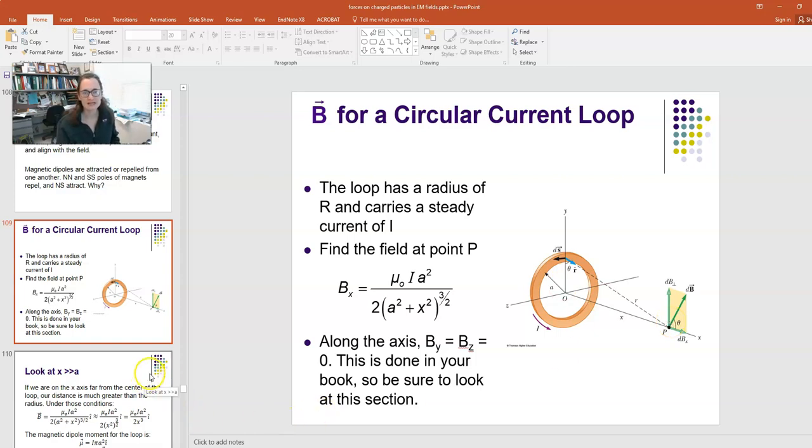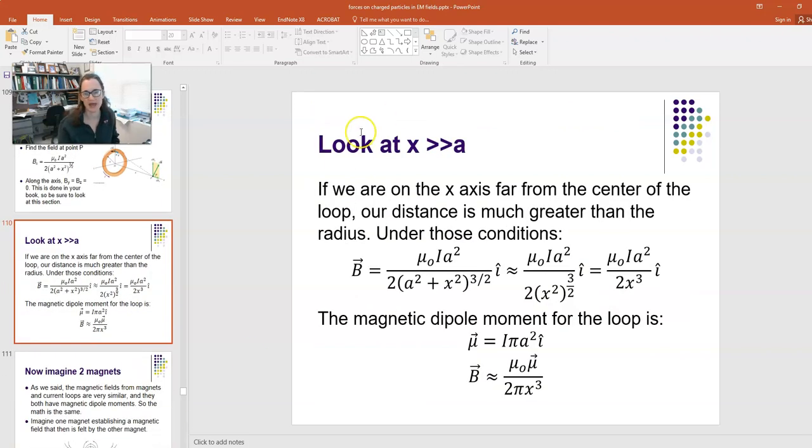So let's now think about what this magnetic field would be like if we're far from the center of the loop, where x is a lot larger than the radius of the loop, a. So if we're on the x-axis, far from the center of the loop, under those conditions, this μ₀IA² over 2(a² + x²)^(3/2), in the i-hat direction, is the direction that that magnetic field points along the x-axis.